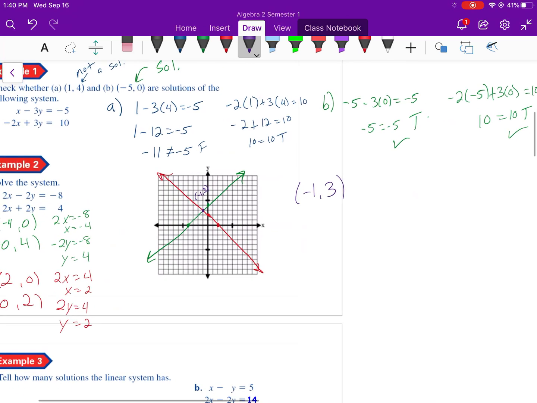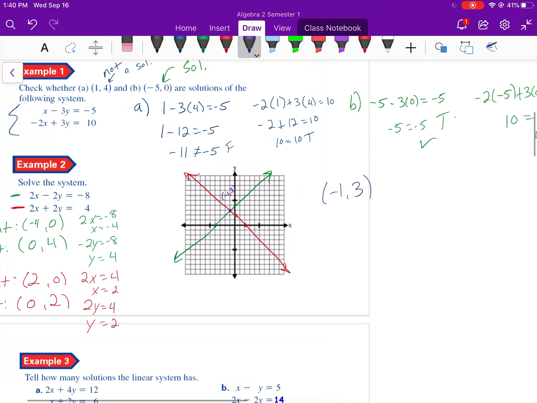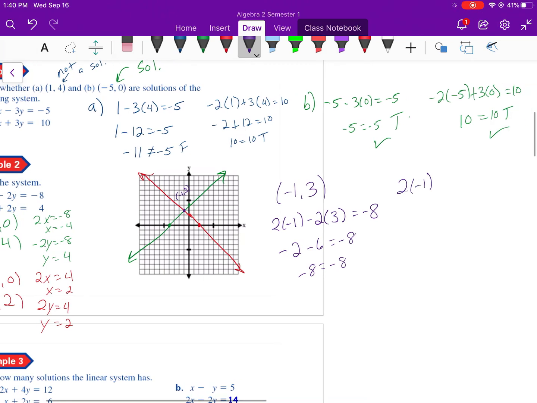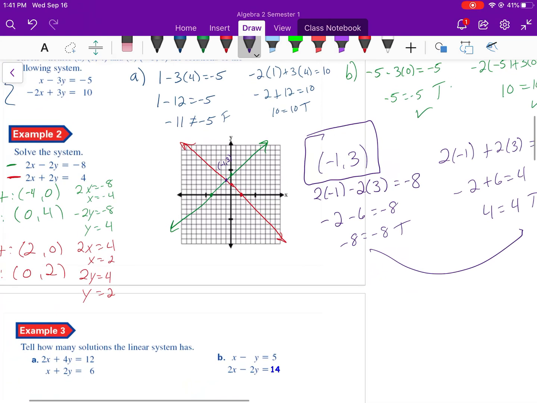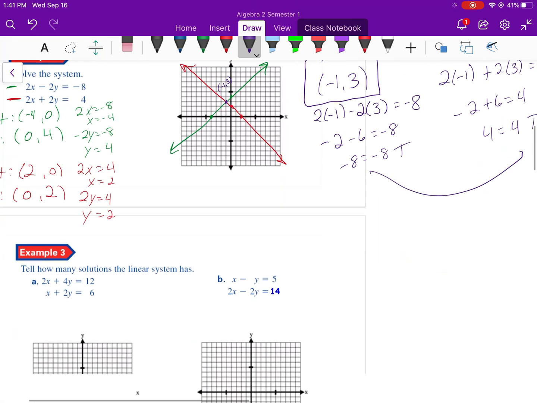Now we can check to make sure that this is a solution, just like we did in example 1. 2 times negative 1 minus 2 times 3 equals negative 8. So negative 2 minus 6 equals negative 8, which is true. Then checking the second equation, 2 times negative 1 plus 2 times 3 equals 4. Negative 2 plus 6 equals 4, which is true as well. So our solution is the ordered pair (-1, 3). It's the ordered pair that we can plug into both equations and get a true statement.